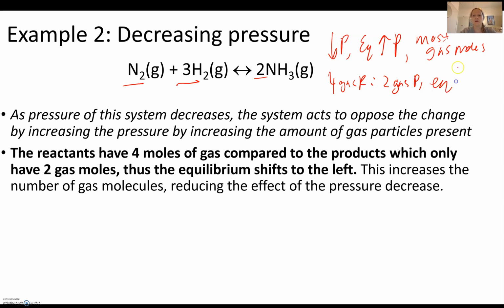So therefore the equilibrium is going to shift to the left, or the reactants. It doesn't matter what one you say there. So let's just have a look at my model answer.